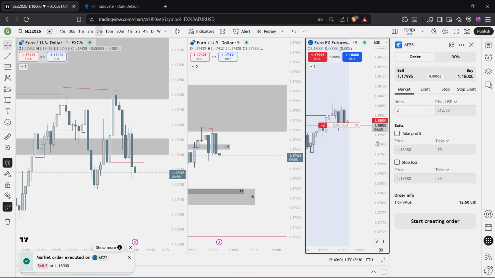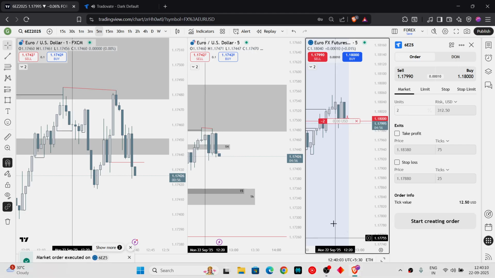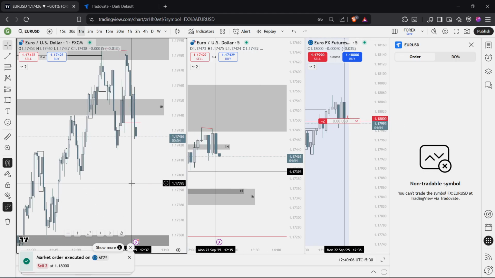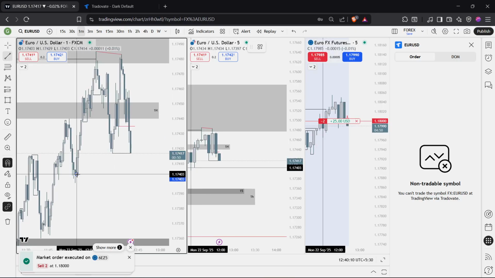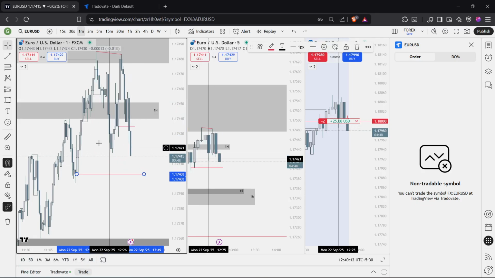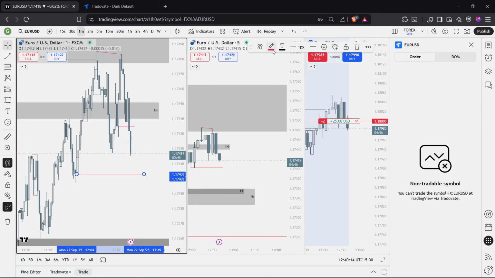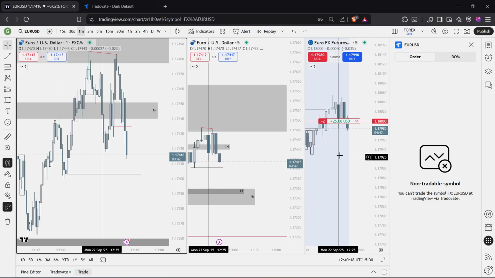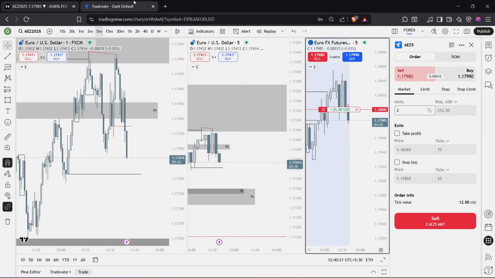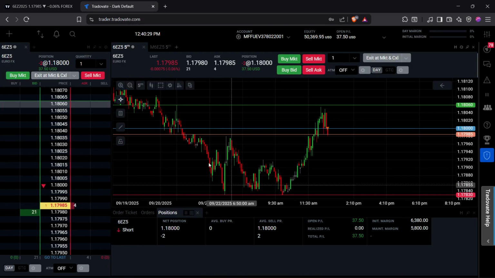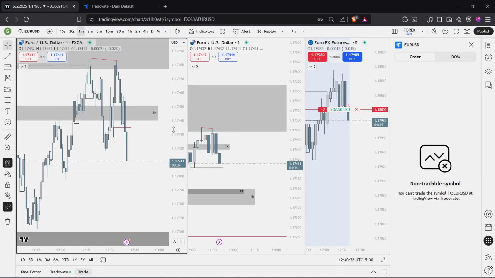I've entered. Order filled. Nicely done. Now my second scale in, I will do it here. As you can see, the market is falling nicely. This will be my second scale in. Have I entered the trade? Yes, I have entered the trade. Let me take a quick screenshot.